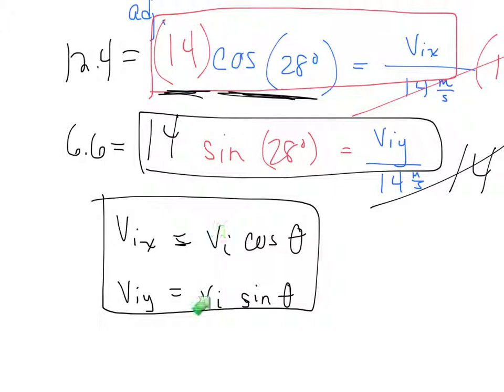This number will always be larger than these numbers, because technically speaking, cosine is really a ratio. You're taking a fraction of the initial velocity. That's what you're doing when you're multiplying by cosine theta. When you multiply VI times sine theta, you're really taking a fraction of the initial velocity, giving you VIY.